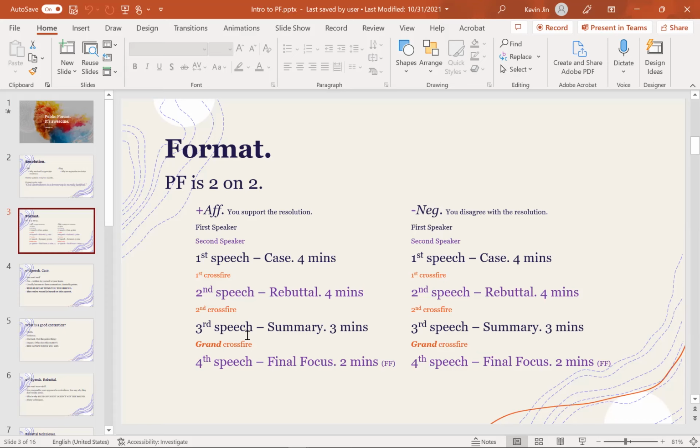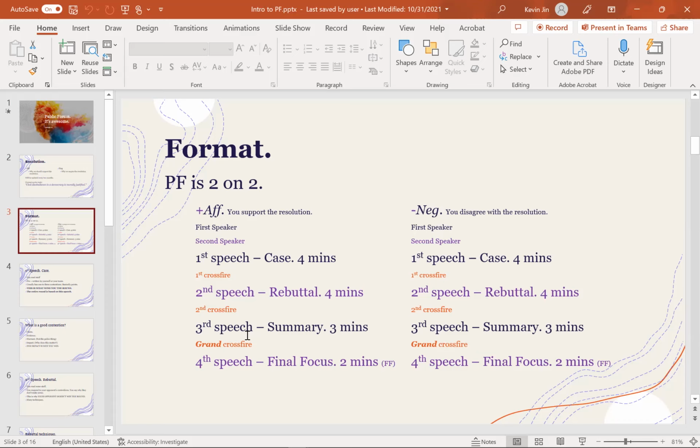The fourth and last speech is the final focus. This is where you give another summary, but this time, instead of summarizing all the detailed little arguments, you talk about this debate on a grander scale. You say, Judge, if you agree with us, then the impact will be this. And Judge, if you agree with them, then the impact will be this. This is where you lay out your impacts and say why your impacts are more important than your opponent's impacts.